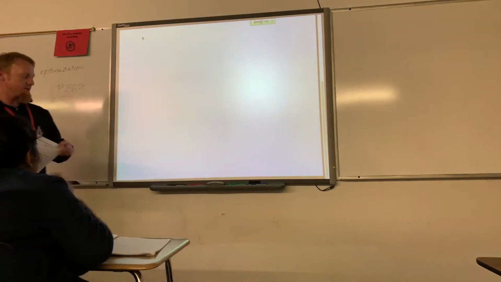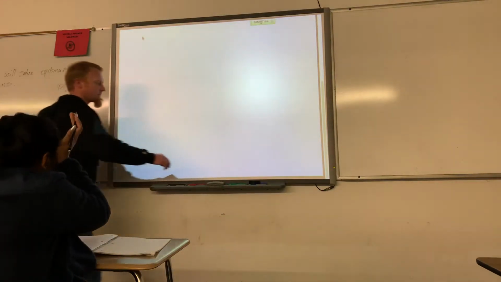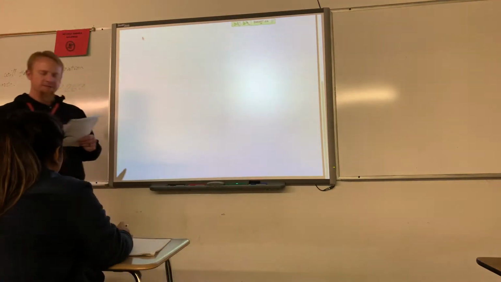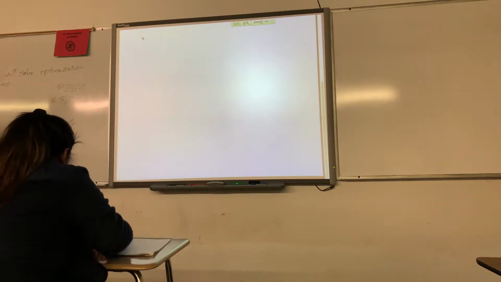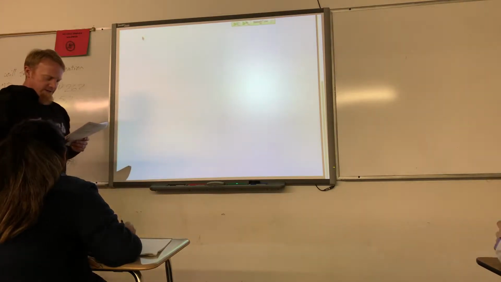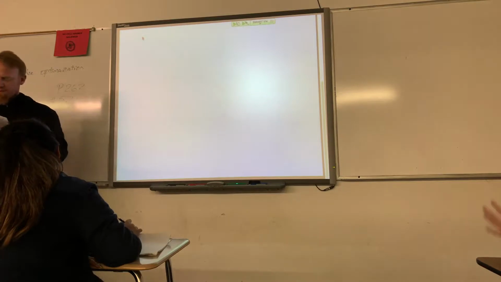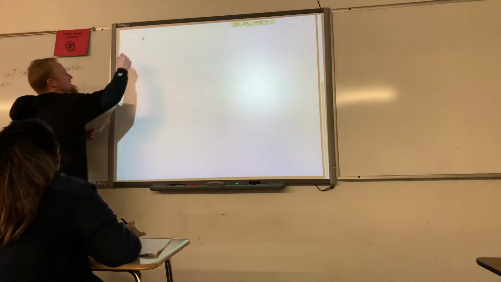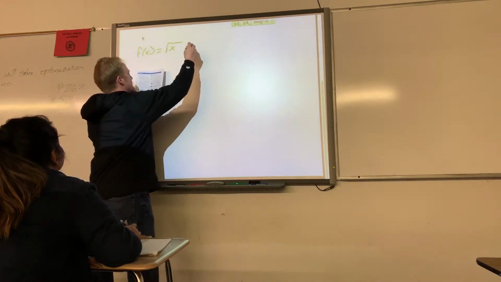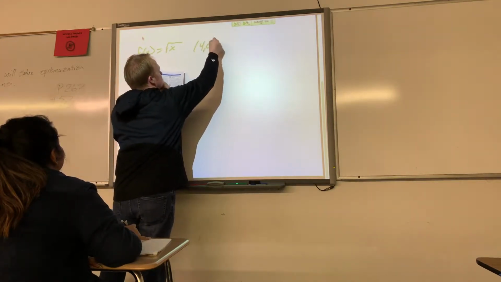All right, questions on yesterday's assignment? Number 15. Make sure everybody's paying attention, please. Find the point on the graph of the function that is closest to the given point. So f of x equals the square root of x, and my point is (4, 0).